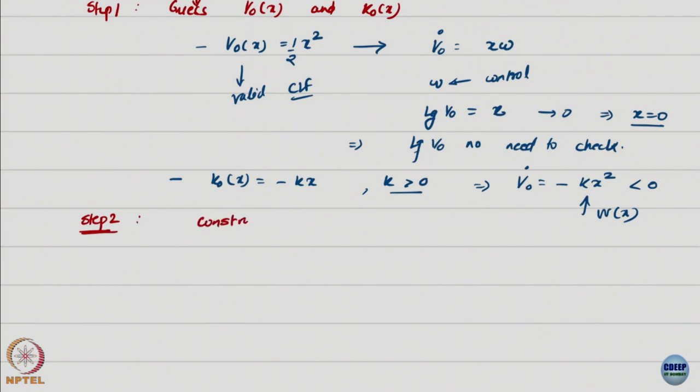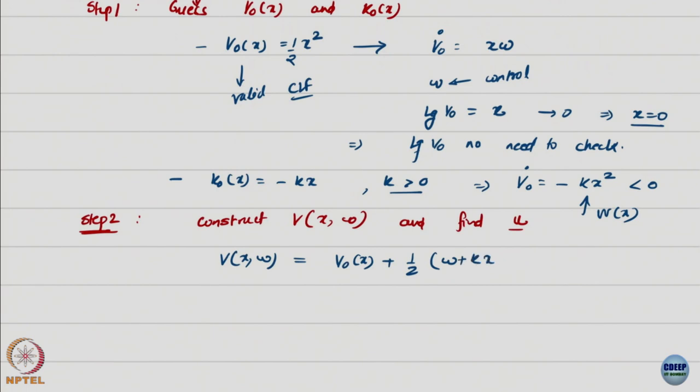Construct V of x, omega, and find the control. So, folks, what is V of x, omega now? V naught of x plus what? Half the norm of the error between omega and minus k0 x, which is omega plus kx squared. Yeah, it's a scalar, so the norm is just a square.